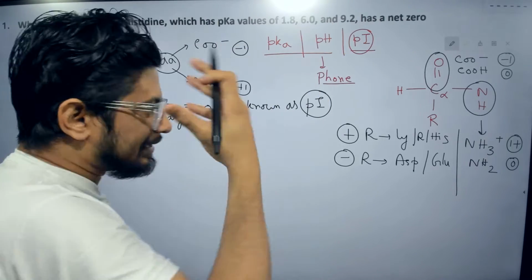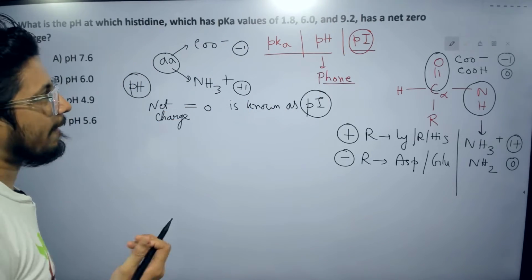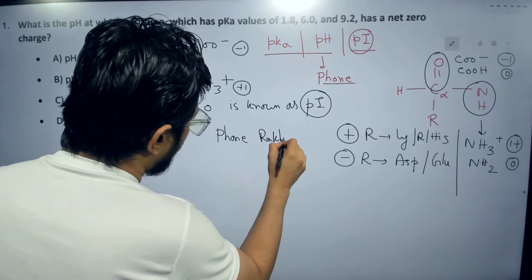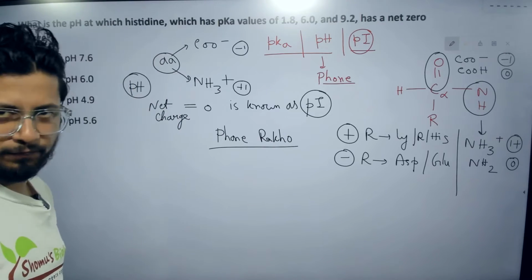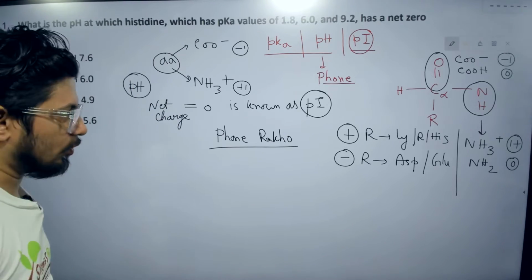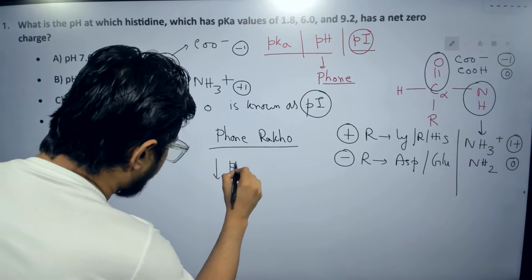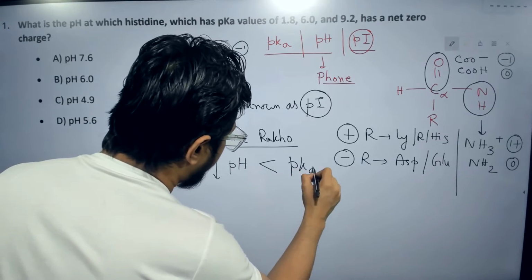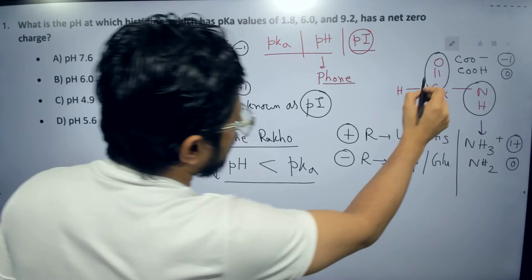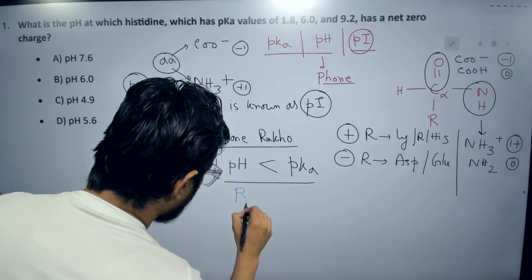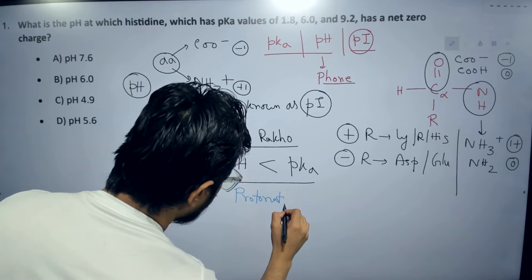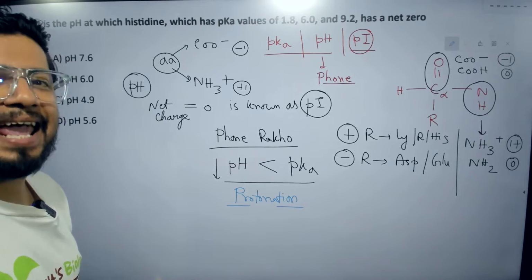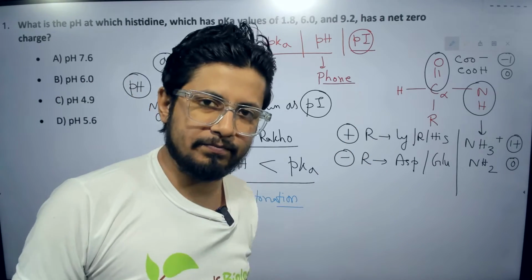I said that to remember pH, use the term phone, okay? In English it is: drop the phone. Why did I say that? If you drop the phone, that means if you drop the pH, that means if the pH is lower than the pKa, then what happens? Protonation happens. When the pH is lower than pKa, then protonation happens.